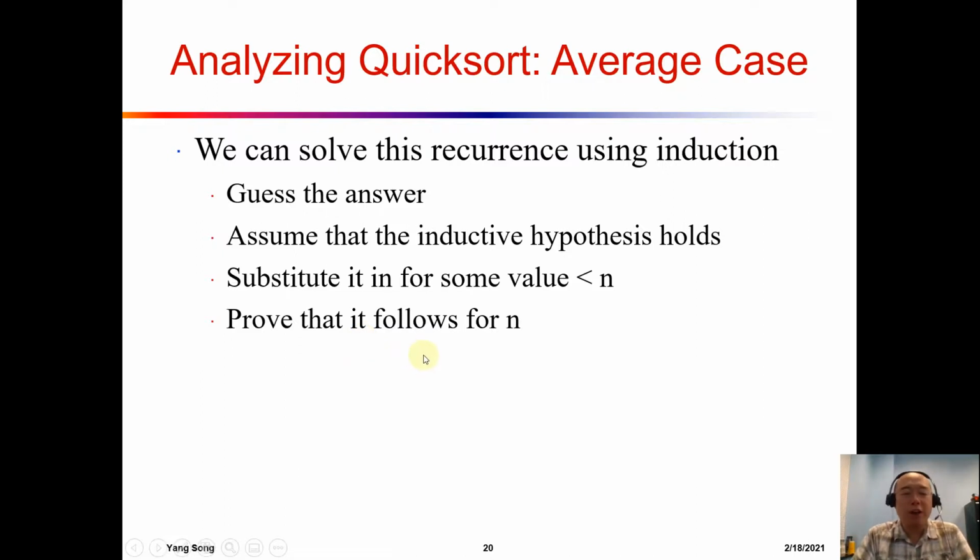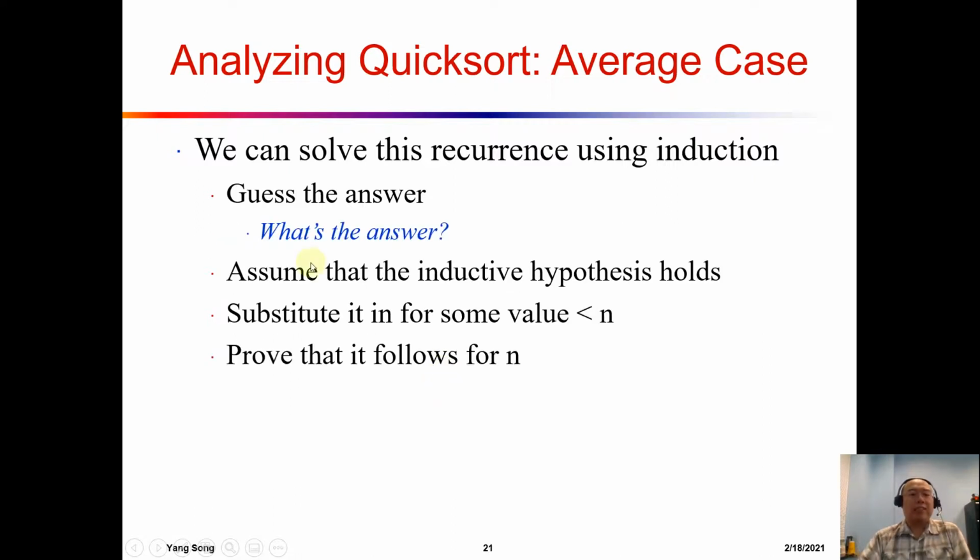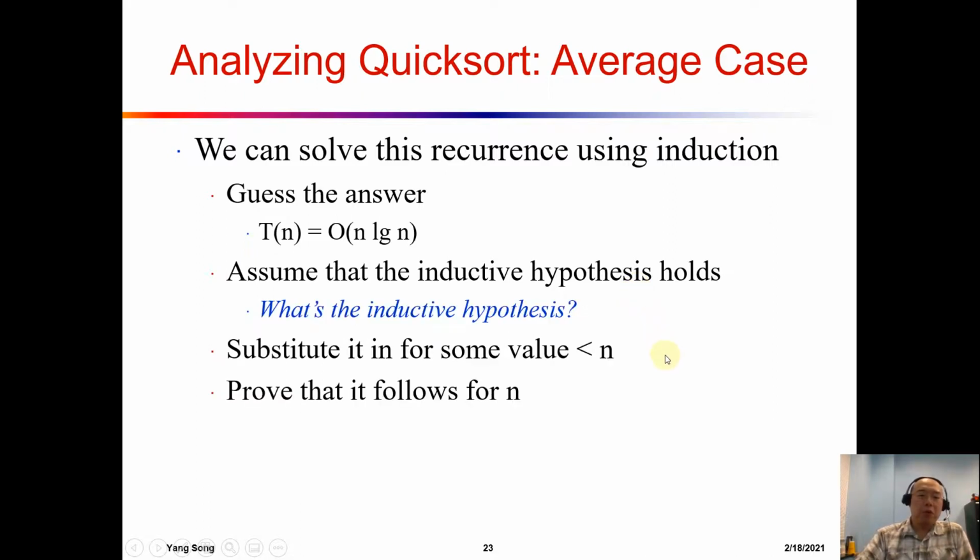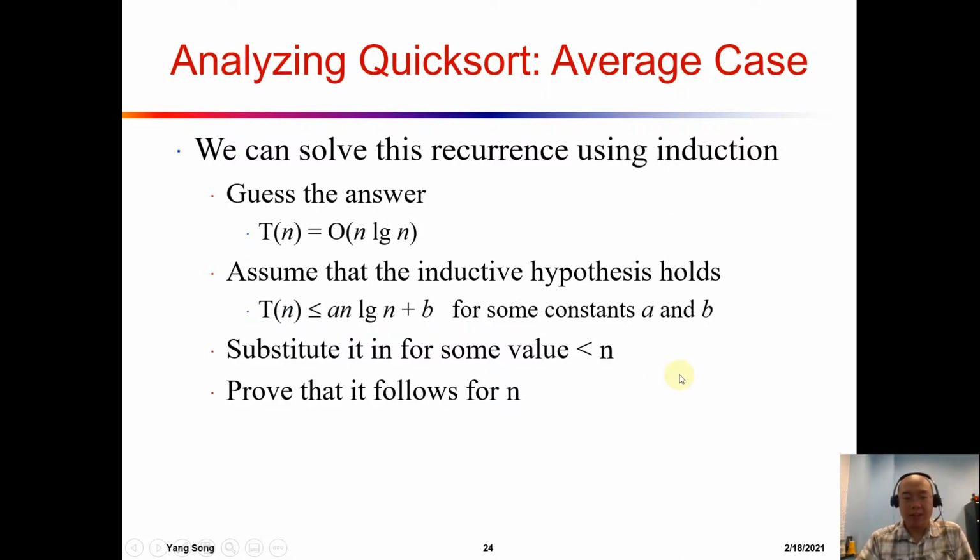Okay, so let's answer those four questions. What's the possible answer for the time complexity of the average case? We talked about that. We say this is O(n log n). So in the next part, we want to assume that the inductive hypothesis holds. And what is the inductive hypothesis? That will be Tn is A n log n plus B. We want to assume that this holds for some constant values of A and B.